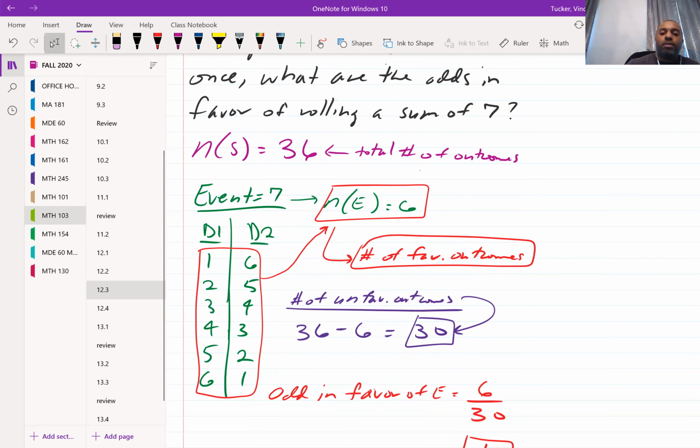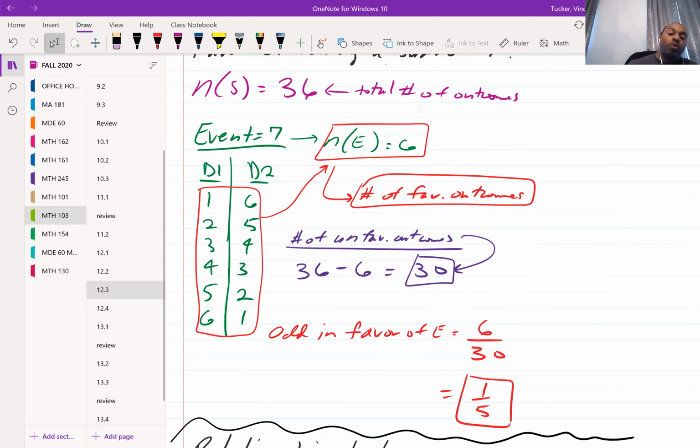So odds in favor means you would take that 6, place it over the 30, and then simplify it. That would be 1 over 5. If they were to ask you what odds against, you would just flip that fraction. It would be 5 over 1.